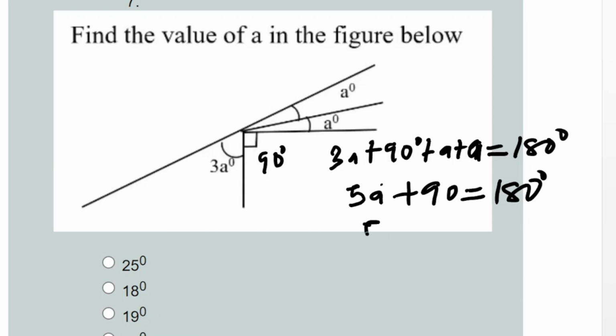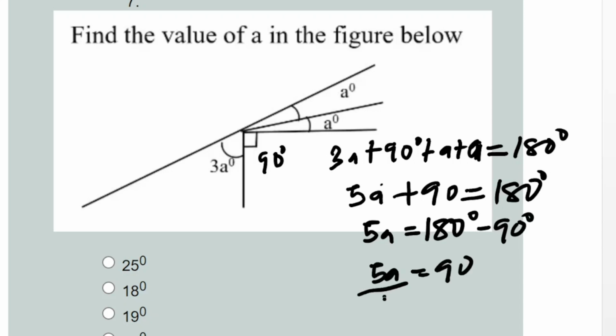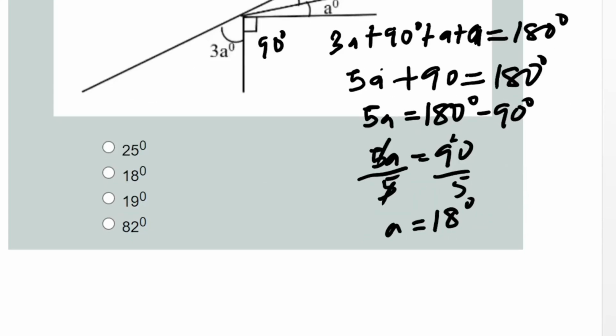All right. So that means 5A equals 180 degrees minus 90 degrees. So that means 5A equals 90 degrees. So divide both sides by 5. So A equals 18 degrees. So I hope that is very clear. So the answer is 18 degrees. So you can see here, it's 18 degrees. All right, so this is option B. So move to the next question.